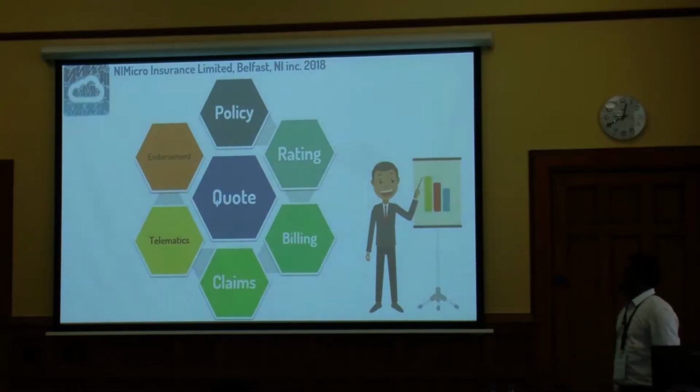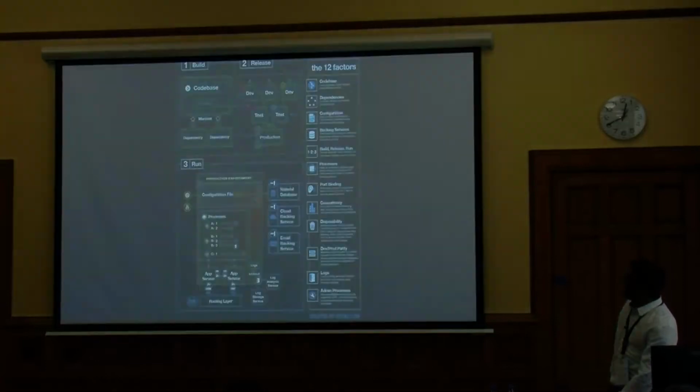So finally, we come to the fine-grained solution where you separate out everything. So policy, quote, rating, billing, claims, telematics. So these are the basic fundamentals of the insurance industry. So in our use case, we are going to talk about an insurance use case. But how do we actually develop this?